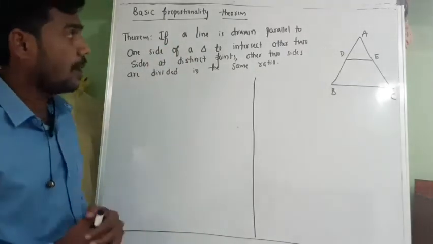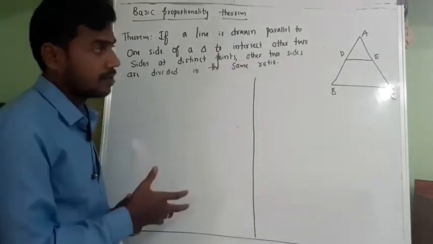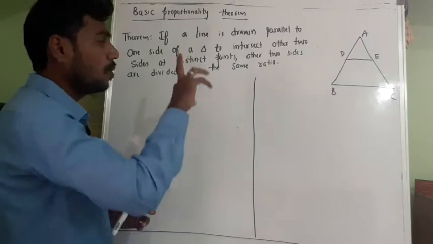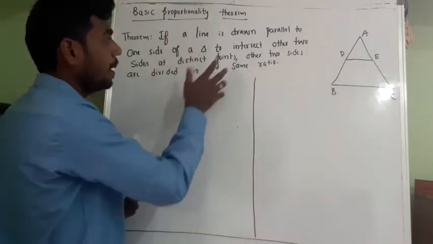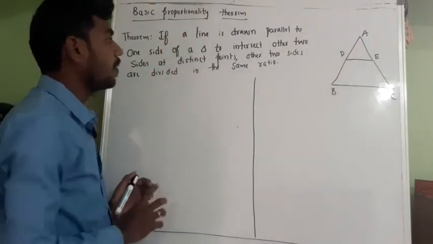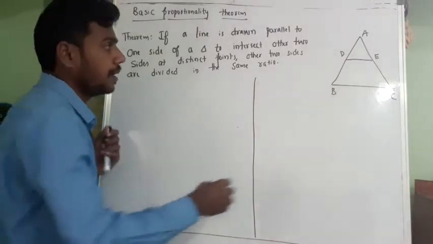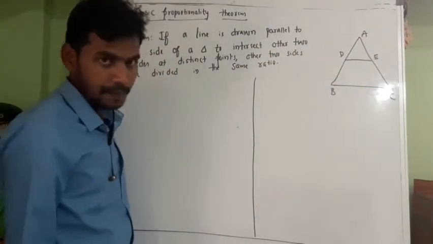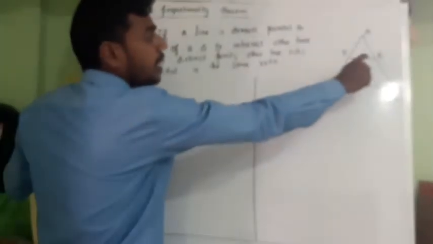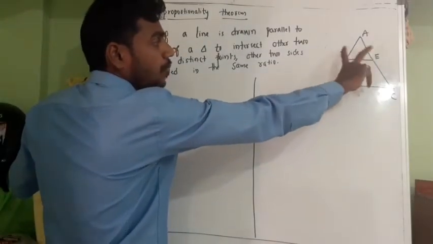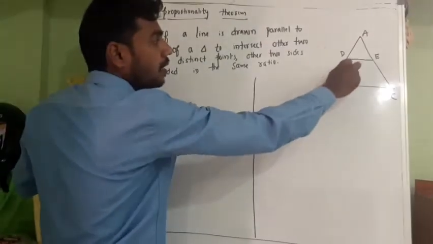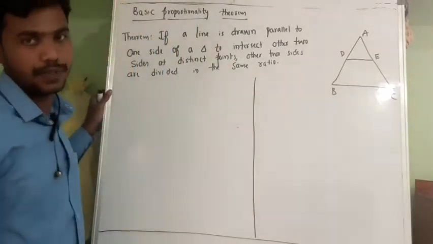If a line is drawn parallel to one side of a triangle to intersect the other two sides at two distinct points, the other two sides are divided in the same ratio. What does it mean? If DE is a line drawn parallel to BC and it is intersecting the other two sides at two distinct points, that is D and E, then this line is going to divide the two sides in the same ratio.